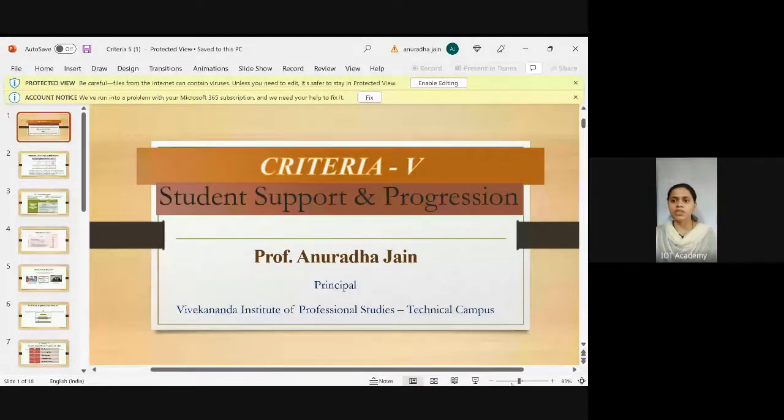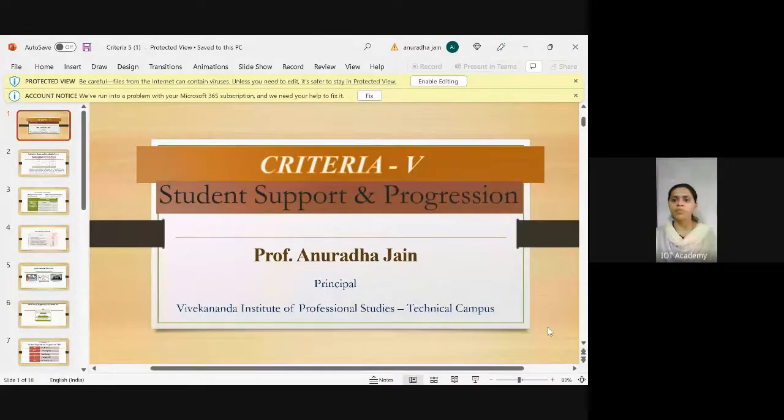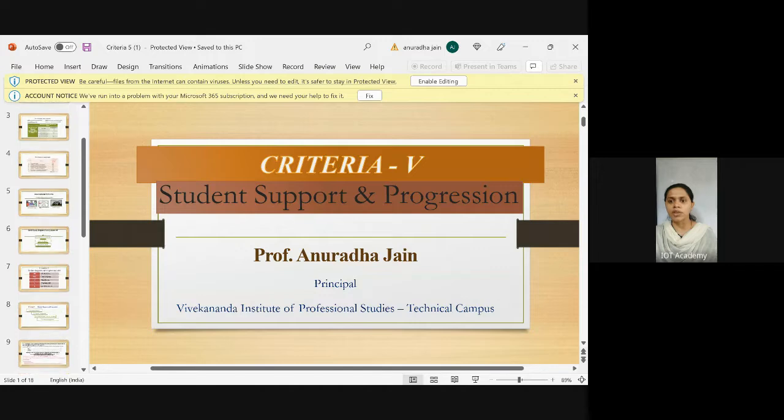Let me introduce the resource person of today's session, Dr. Anuradha Jain. Currently, Professor Jain is the Principal Dean at Vivekananda Institute of Professional Studies, Delhi. An alumnus of IIM Kolkata and a scholar from University of Mumbai, she has been dedicated to the teaching community for over 21 years. She is a NAAC assessor and has visited many colleges as NAAC peer team member.